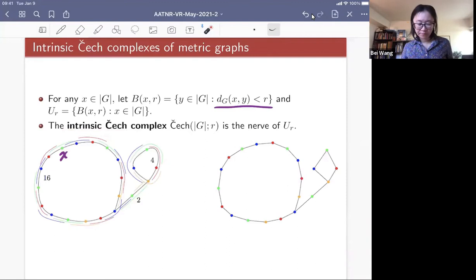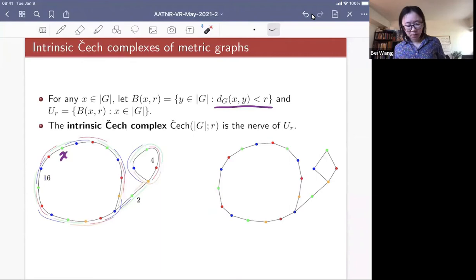It's interesting to think about this, even though in this illustration I'm only taking a finite number of point samples from my metric space, the intrinsic Čech complex can be defined over all points in the metric graph.